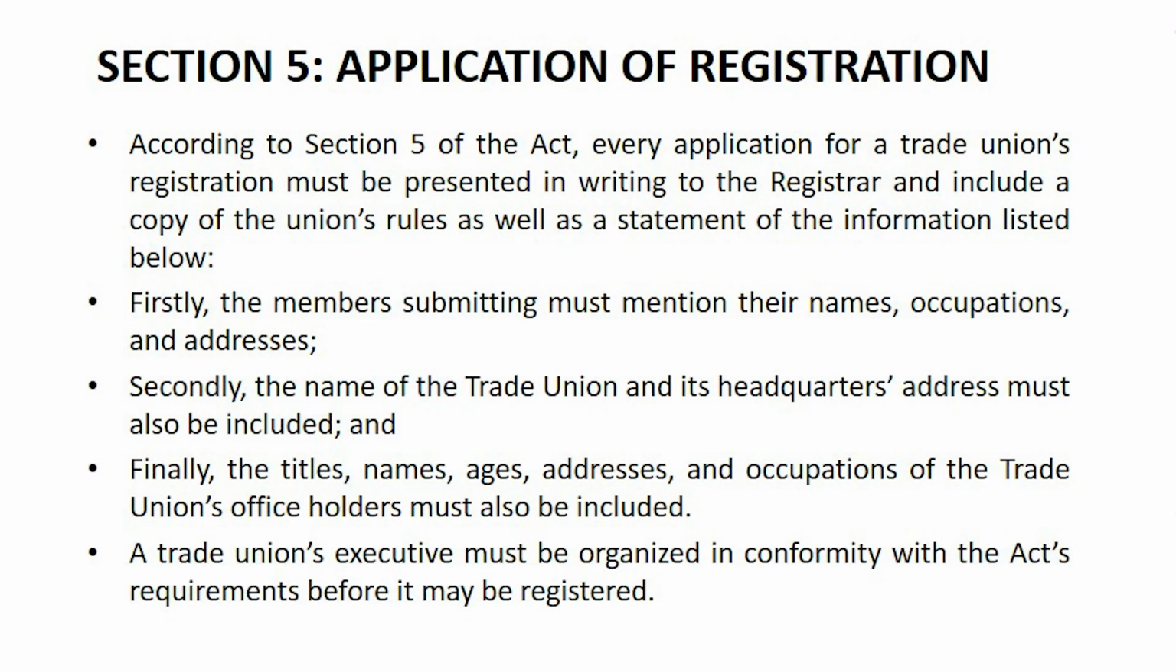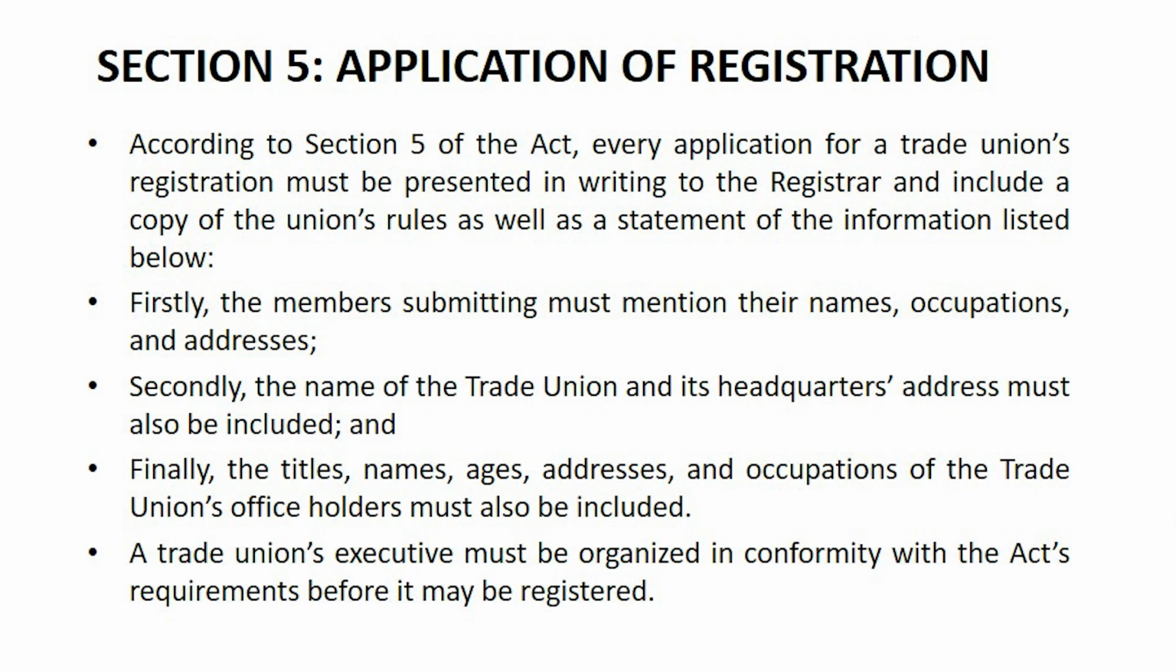Along with this, in section 5, application of the registration, the application has to be moved by the trade union, and it deals with how every application of a trade union registration must be presented in writing to the registrar. It includes a copy of the union rules as well as the statement of the information listed, which has been mentioned here. So along with this, they must abide by the conditions which have been given in section 5.